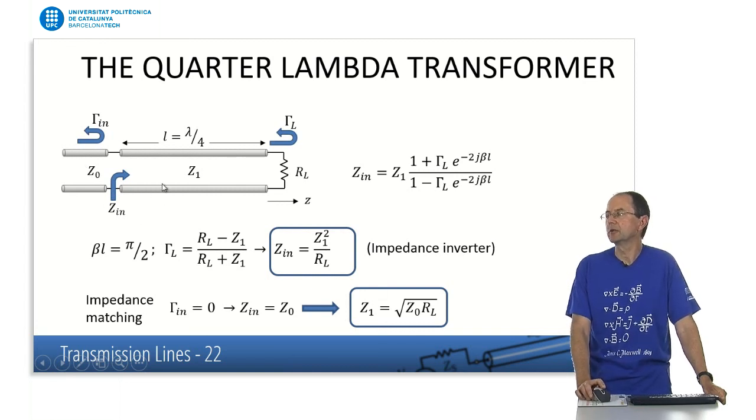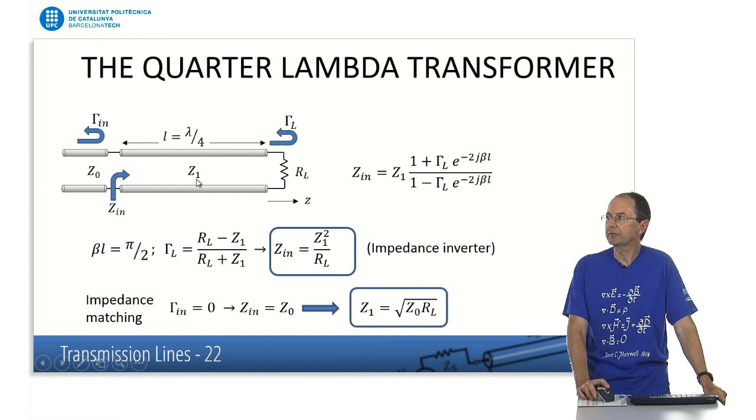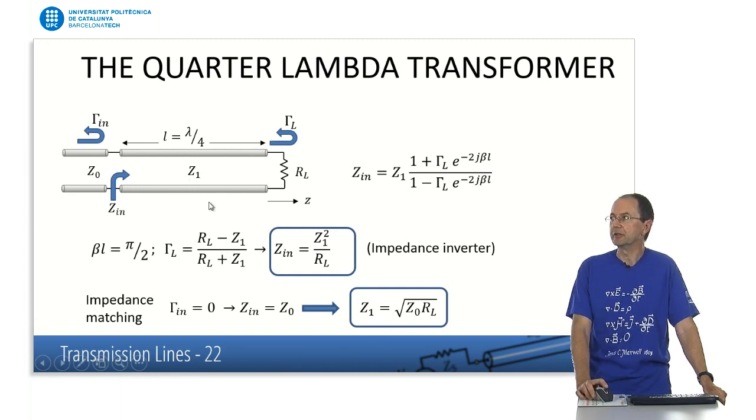Well, we can do the following. Instead of connecting the generator or this line directly to the resistor RL, we can make a connection through a quarter lambda piece of line. The length of this transmission line is lambda, the wavelength, divided by 4. And let's assume the impedance of this piece of line, this quarter lambda line, can be changed to some arbitrary Z1 parameter.